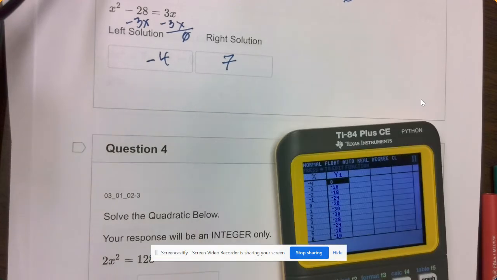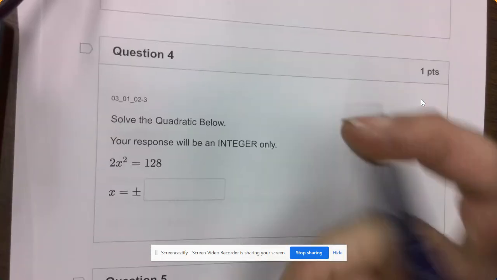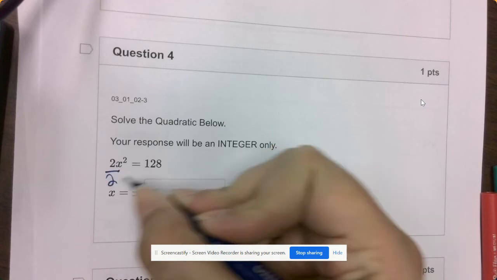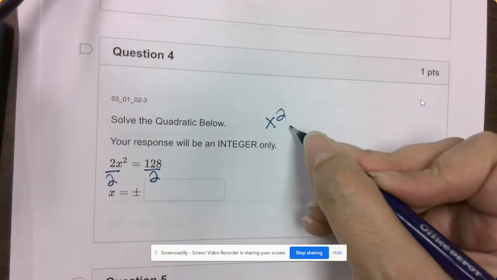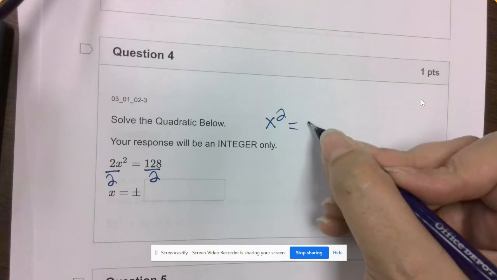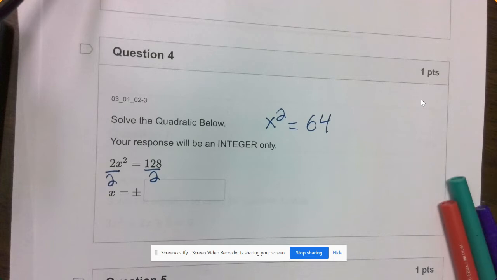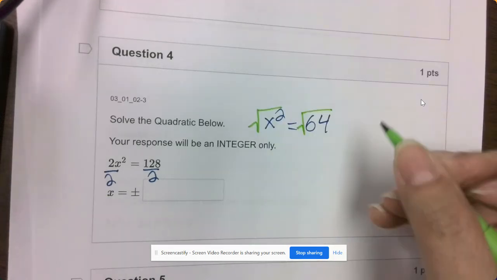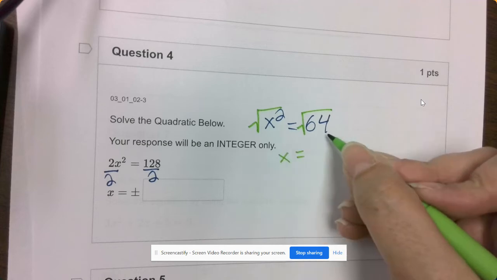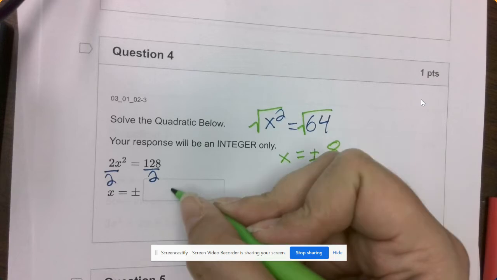Solve the quadratic equation below. So for this one, everybody, we're going to divide each side by 2. x squared is equal to half of 128, which is going to be 64. Then we're going to take the square root of both sides. So x is going to be equal to the square root of 64, which is positive and negative 8. So we'll just put 8 right there.